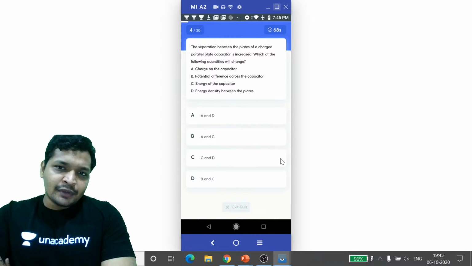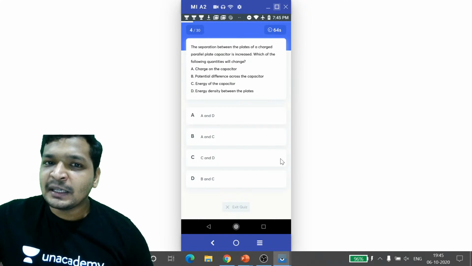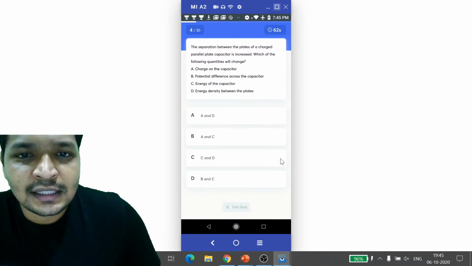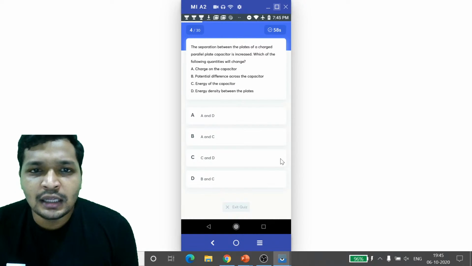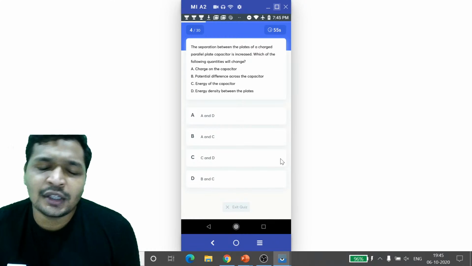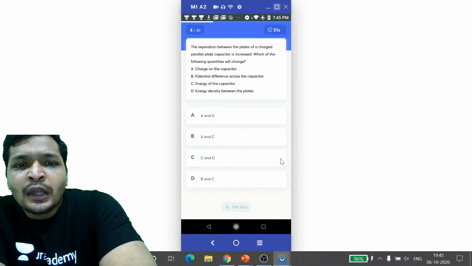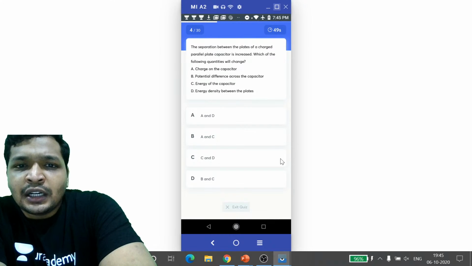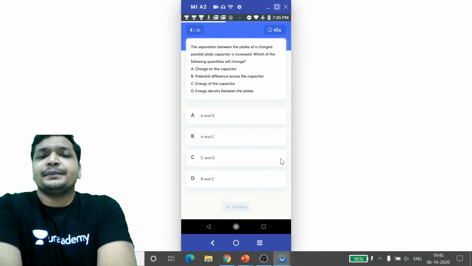Yes, the separation between the plates of a charged capacitor. I think this might have been a multiple correct answer PYQ. Any options are given to you, and generally these kind of questions you can simply reason out. This is a conceptual question, guys. So you need to know what is happening: the separation between the plates of a charged parallel plate capacitor is increased. Then which of the following will be increased?